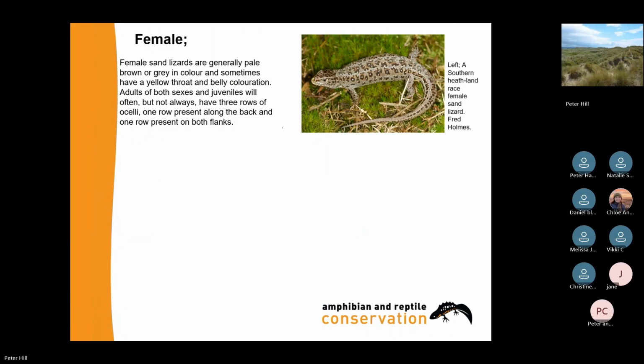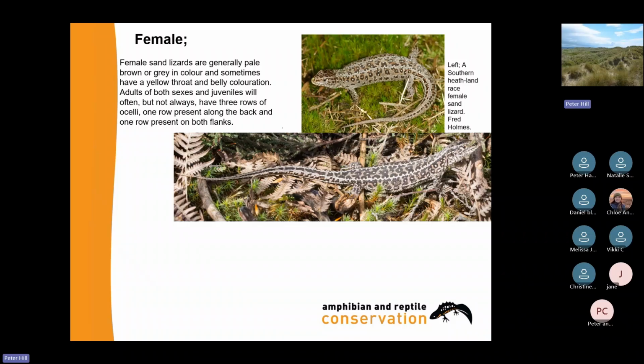Females. Amongst herpetologists, female sand lizards are renowned as being the most challenging reptiles to spot. They really don't want to be found. They're incredibly cryptic. These are all southern heathland females we're looking at. You try and find them in the dappled light as well. They're masters of cryptic disguise.